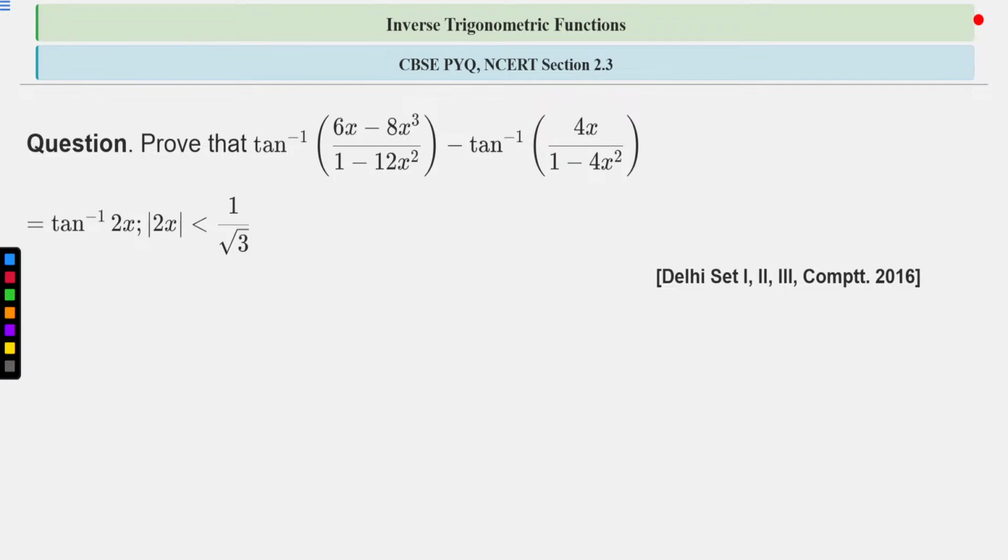Next question is we have to prove that tan inverse (6x minus 8x cube) upon (1 minus 12x square) minus tan inverse 4x upon (1 minus 4x square) should be equal to tan inverse 2x when absolute value of 2x is less than 1 by root 3. Clear?